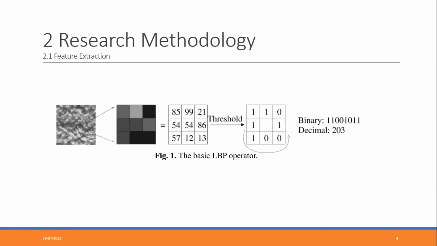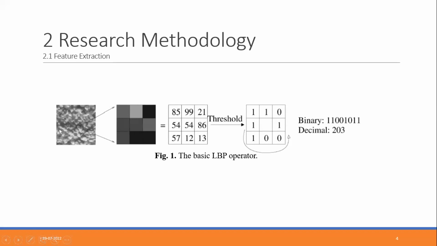What methodology or feature extraction have I used? One type of feature I have extracted is the LBP feature. LBP stands for local binary pattern, and in this case, how can we calculate it?